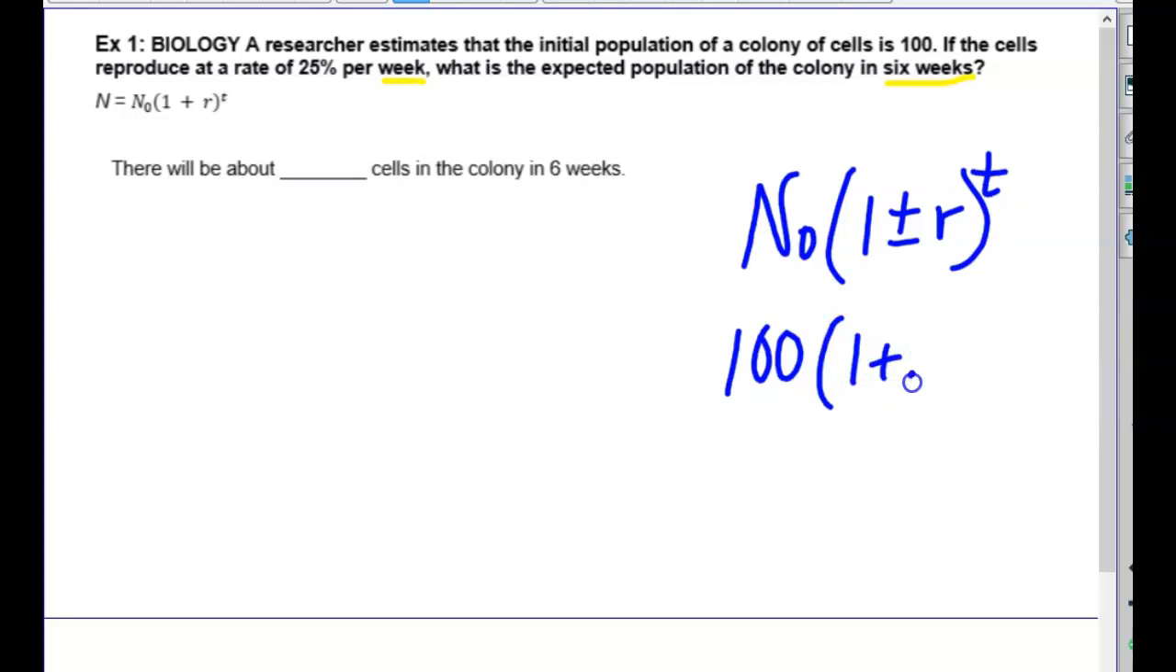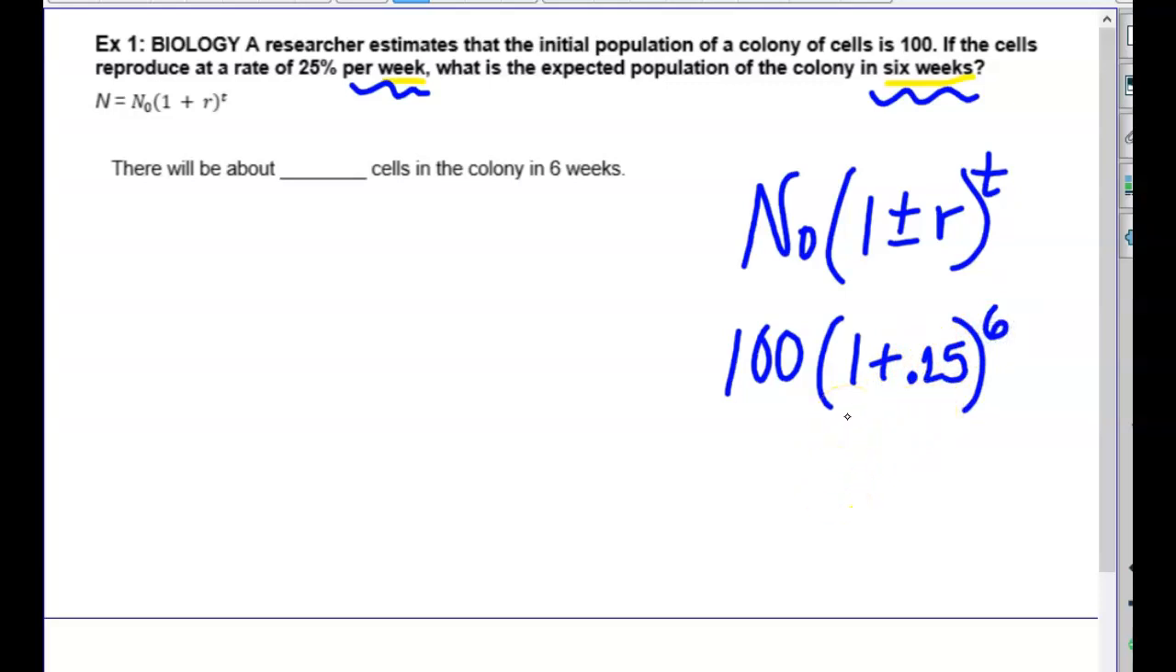25% is what decimal? Okay. And it says per week. And then it says how many in 6 weeks. So we don't have to do any converting of units. Be careful on Delta Math. There's 1 or 2 where you have to change units. But this is just to the 6th power because we're doing 6 weeks.